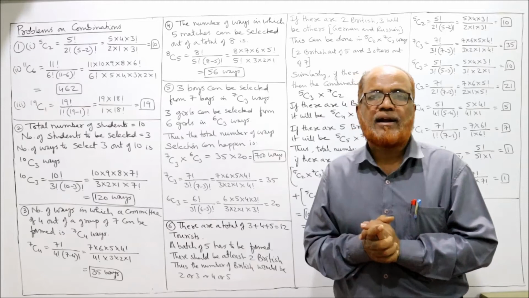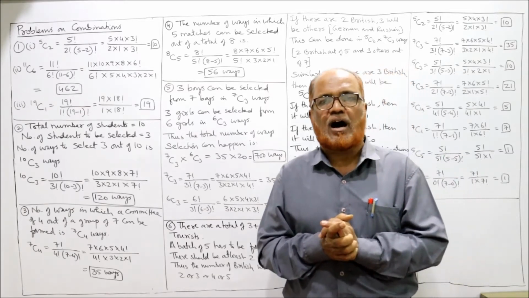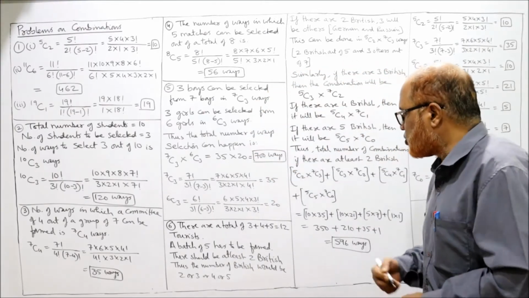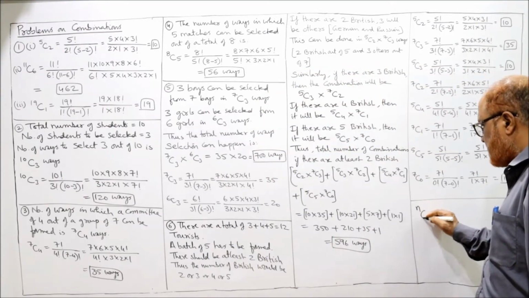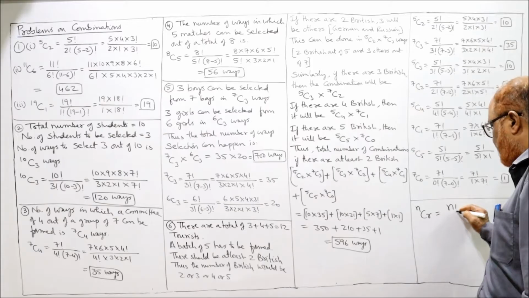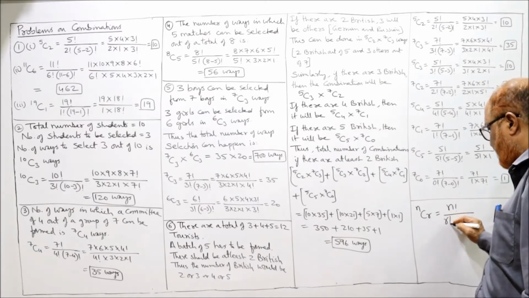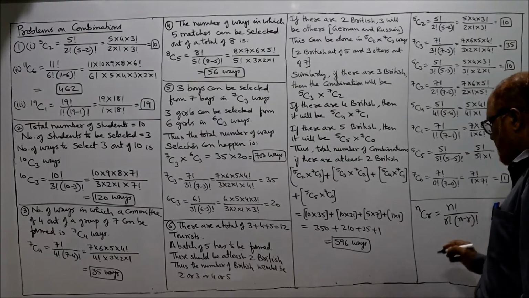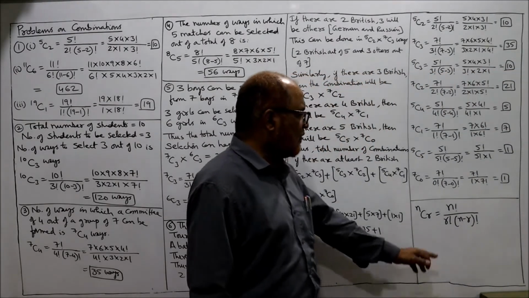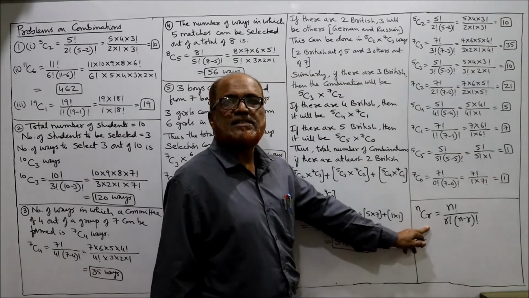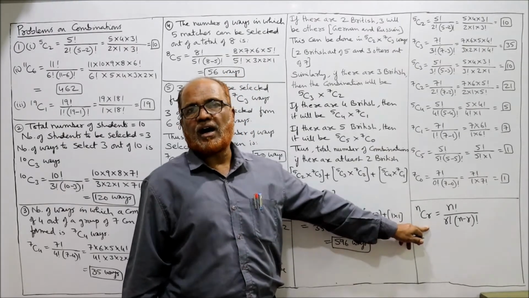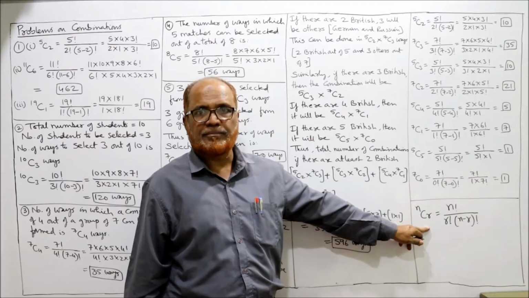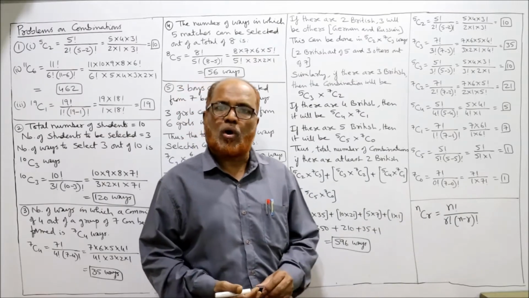The formula for calculating combination is nCr. The formula for combination is nCr equals n factorial divided by r factorial into n minus r factorial. Now see, this is the formula for calculating nCr, and we are selecting r items out of a total of n items. This is the formula for combination.